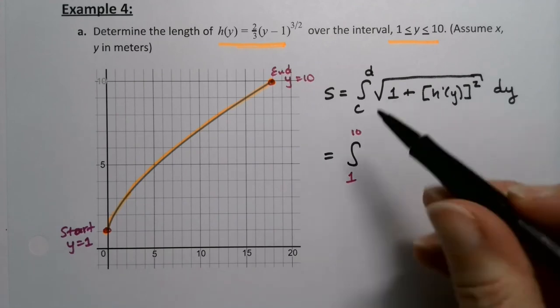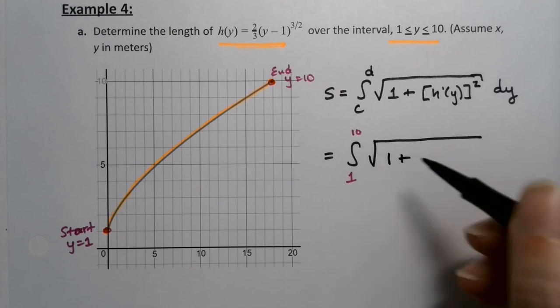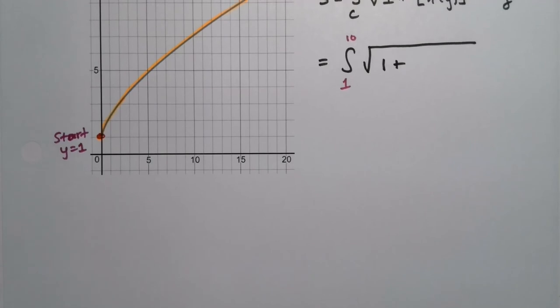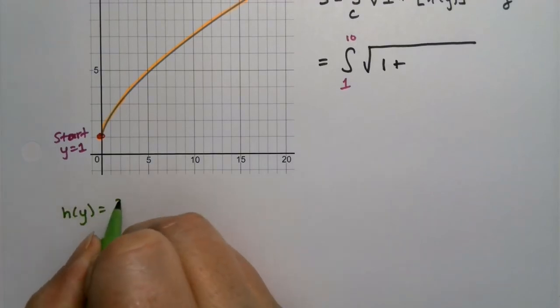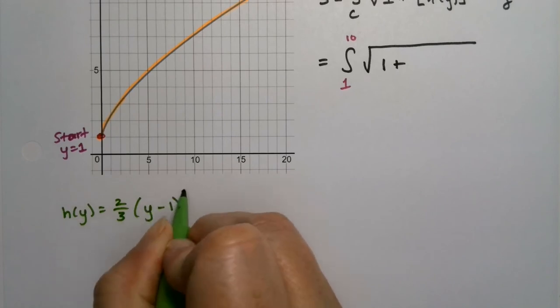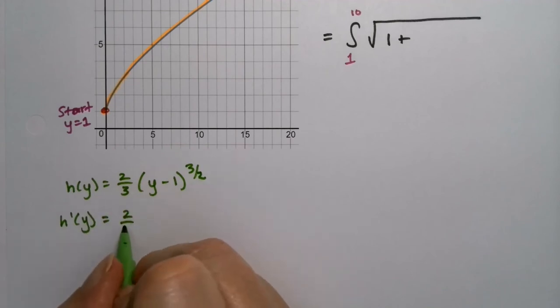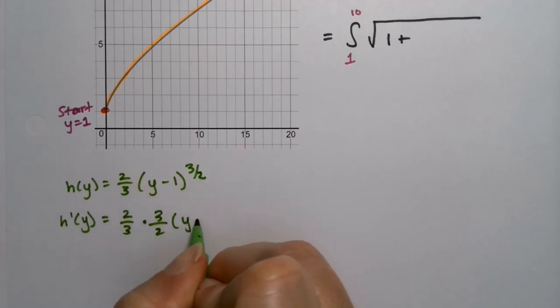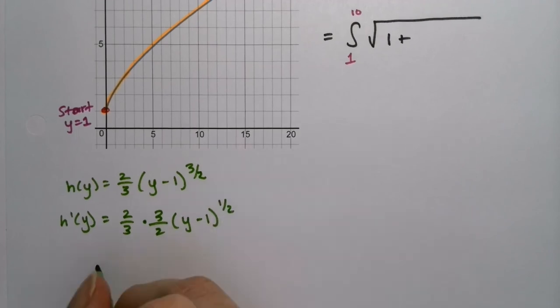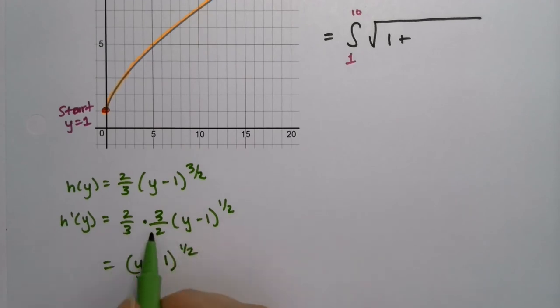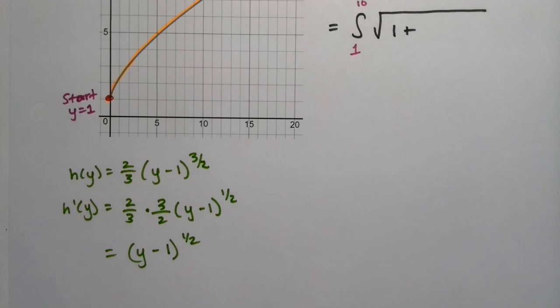And then it'll be the square root of 1 plus, oh, we need to find the derivative so that we can substitute it in. So let's go find that derivative. I'll just put it in over here. h of y was equal to 2/3 times (y minus 1) to the 3/2. So h prime of y is 2/3 times 3/2 times (y minus 1) to the 1/2, which would be just (y minus 1) to the 1/2, because of course 2/3 and 3/2 will divide and make 1. So that's gone.